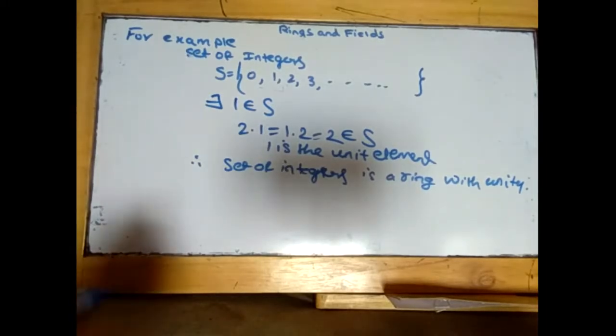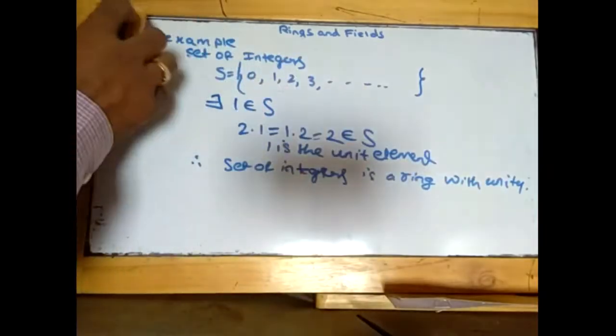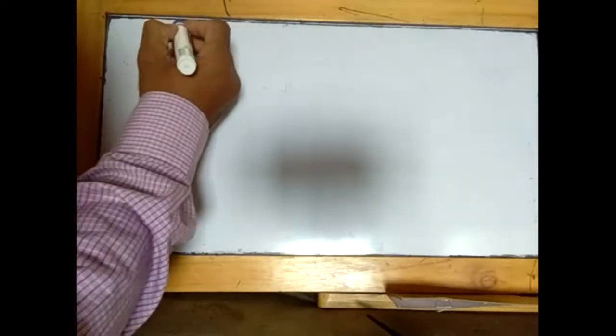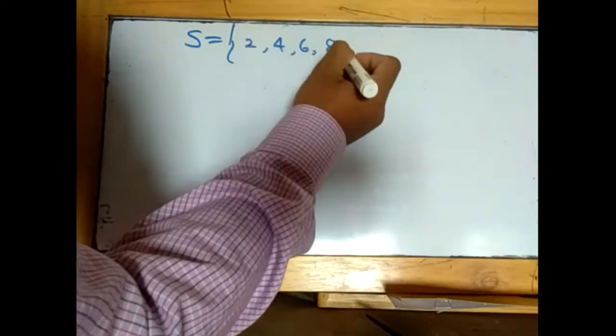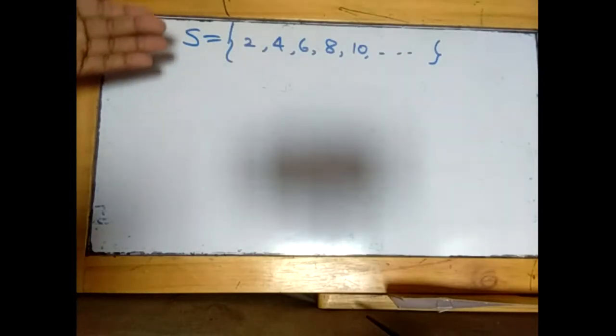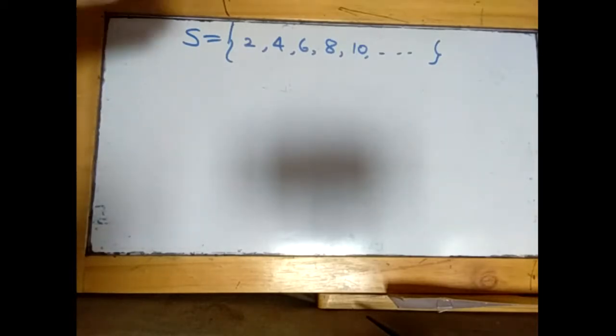Okay. Now similarly, if you consider the set of even integers, for example, take the set of even integers, say 2, 4, 6, 8, 10 and so on, only even integers. Okay, so now here it is a ring because it satisfies all the laws of addition and all the rules in that law of addition, and also it satisfies the law of multiplication. It also satisfies the distributive law.